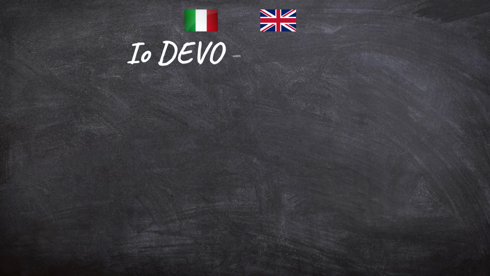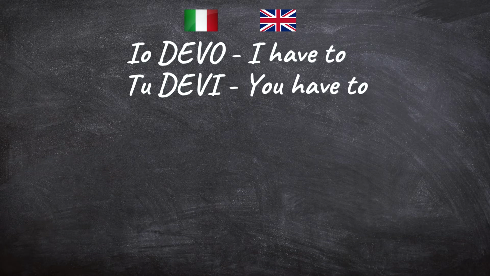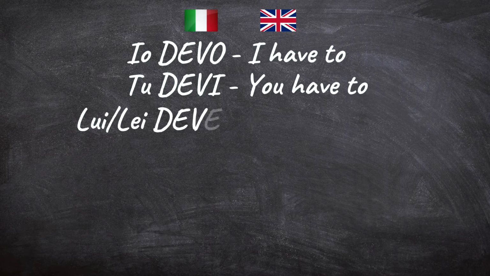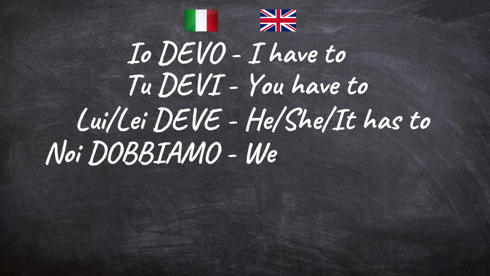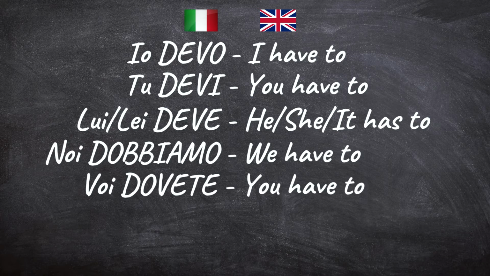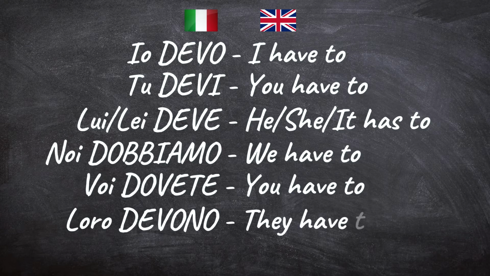The verb dovere belongs to the second conjugation and is going to be conjugated in the following forms. Io devo, I have to. Tu devi, you have to. Lui, lei deve, he, she, it has to. Noi dobbiamo, we have to. Voi dovete, you have to. Loro devono, they have to.